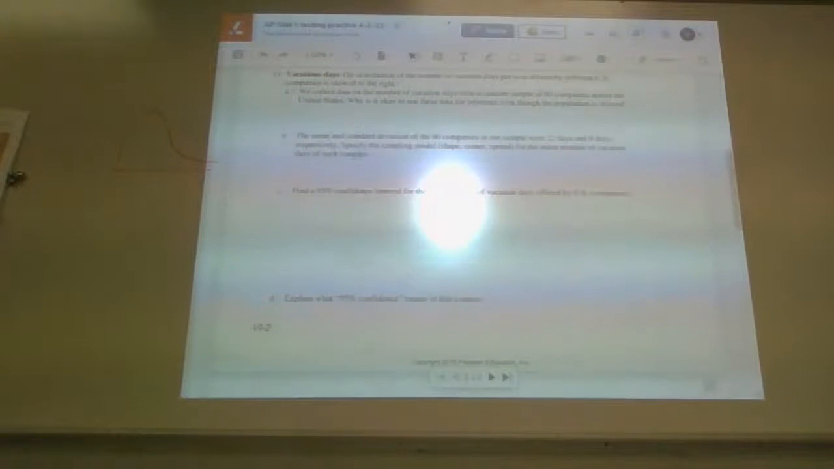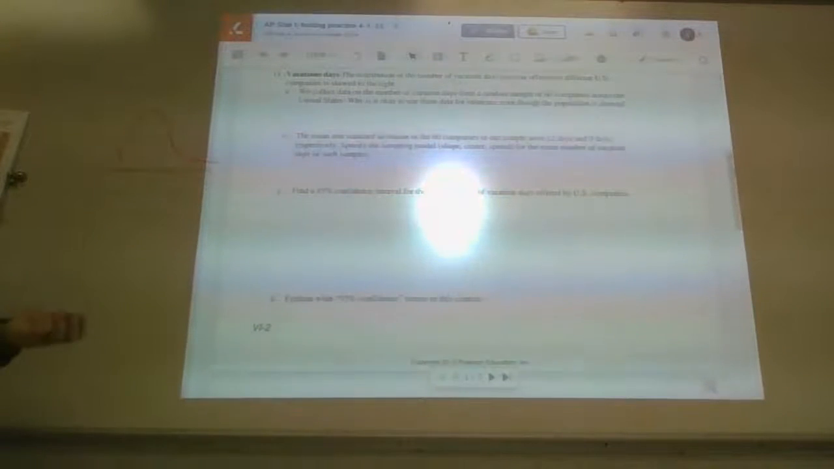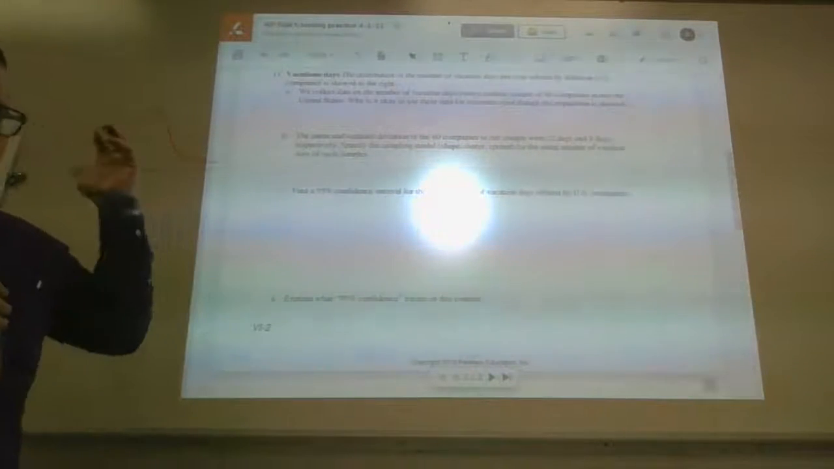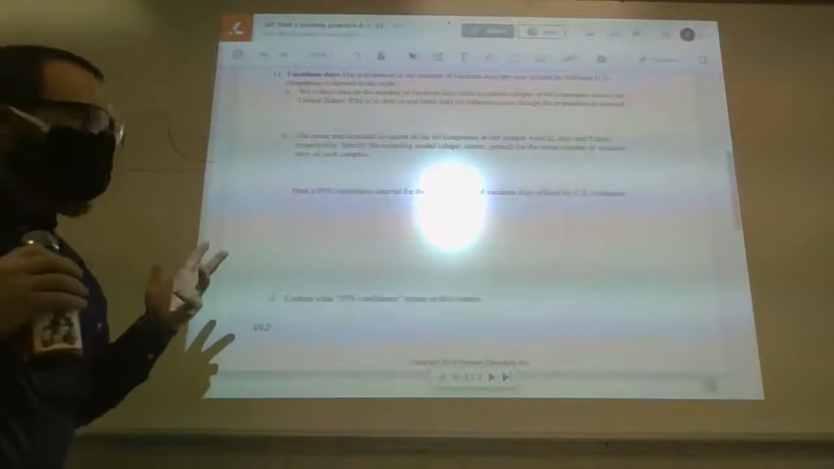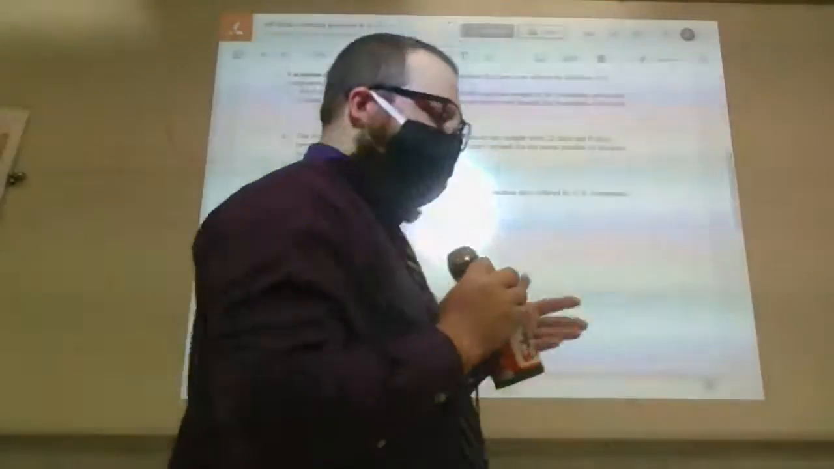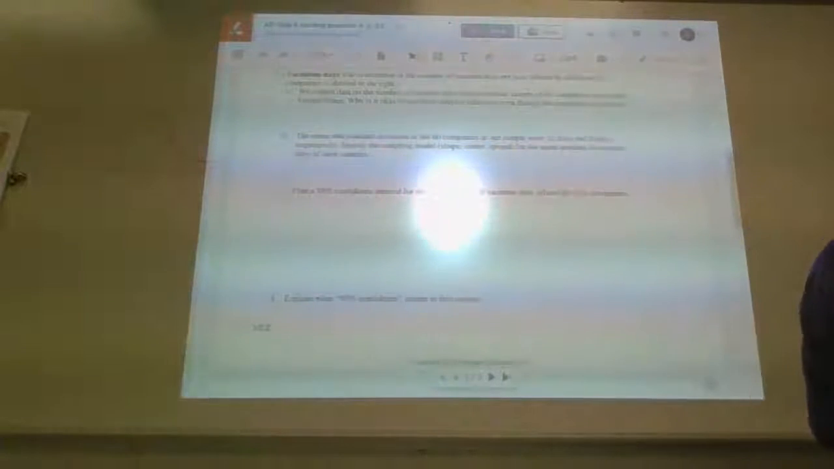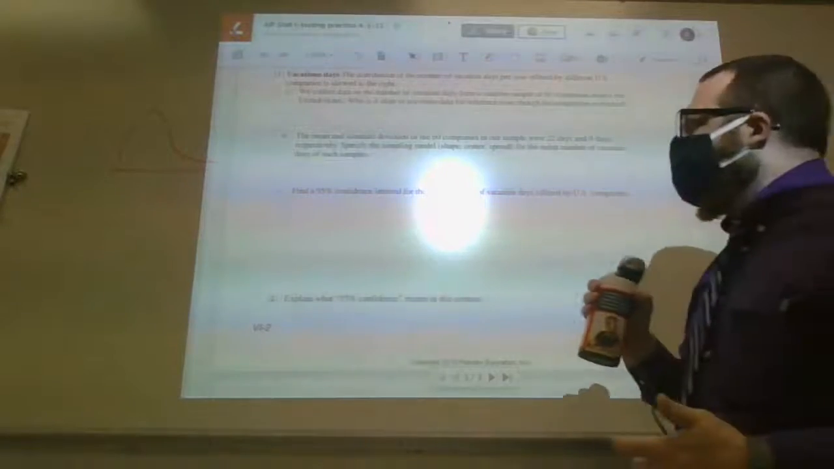We collect data on the number of vacation days from a random sample of 60 companies across the United States. 60 companies, 60 is large enough. Random sample. It can be inferred that vacation days offered from company to company are independent of each other. That's reasonable based on the random sample.